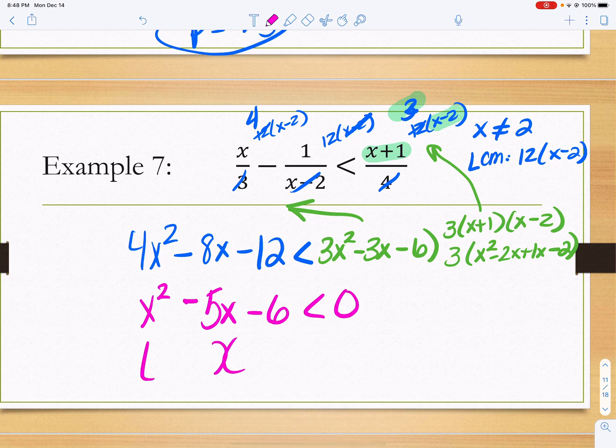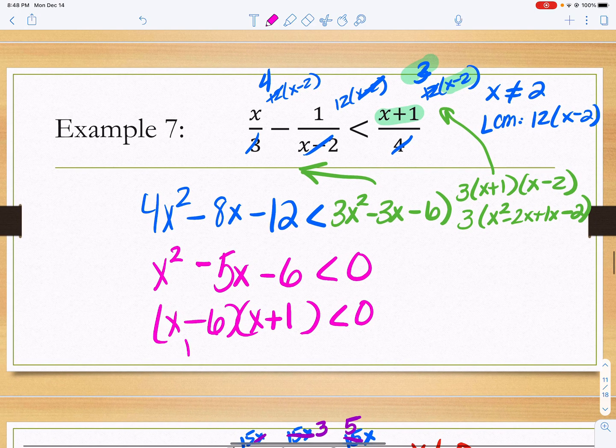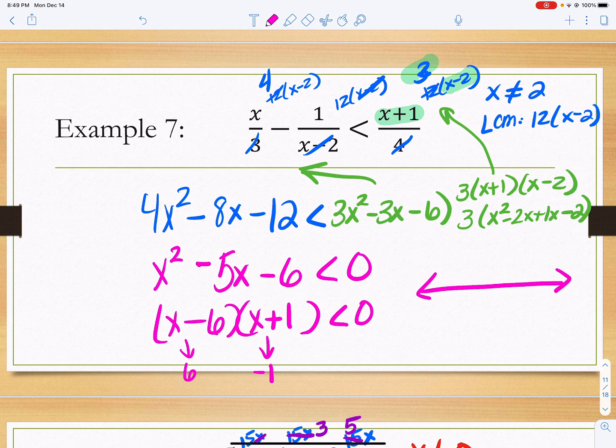So factors of 6 that subtract to 5 would be x minus 6 and x plus 1. You have to do those. Okay, so that means that that's what's less than 0. So one of my answers is 6 and one of my answers is a negative 1. So we need to discuss this because I have 6 and I have a negative 1 and I have open circles.